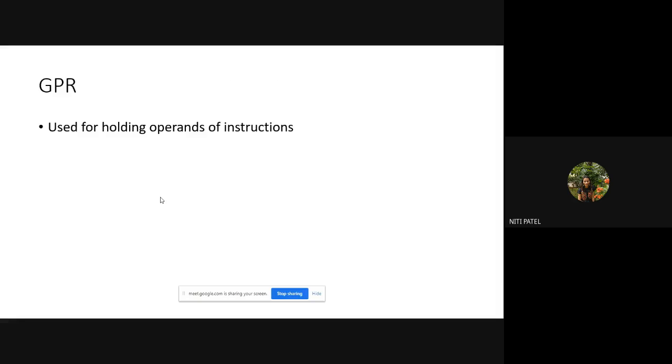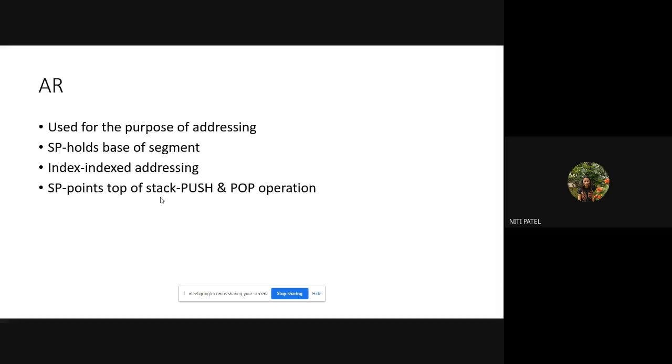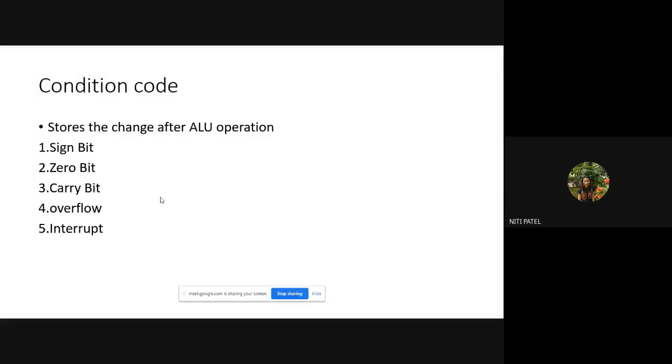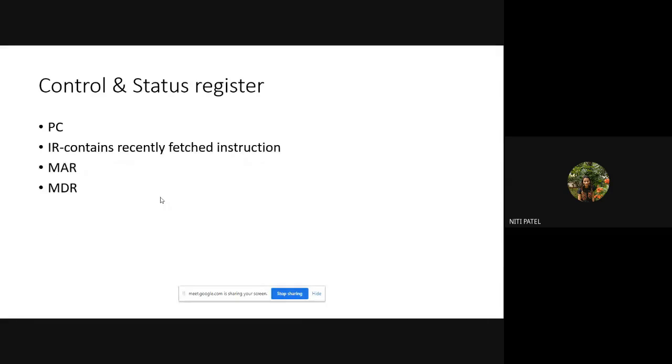The GPR, which was the general purpose register, was used to hold the operands. The data register was used to hold the data. The address register was used to hold the address, either in the form of a segment, index, or stack pointer. Then we had condition codes, called status registers, like sign bit, zero bit, carry bit, overflow, and interrupt. Then the control register: the program counter was used to point to the next instruction for execution. Whichever instructions were recently fetched were stored in the instruction register. The address of those instructions was in the memory address register, and the exact data was in the memory data register.